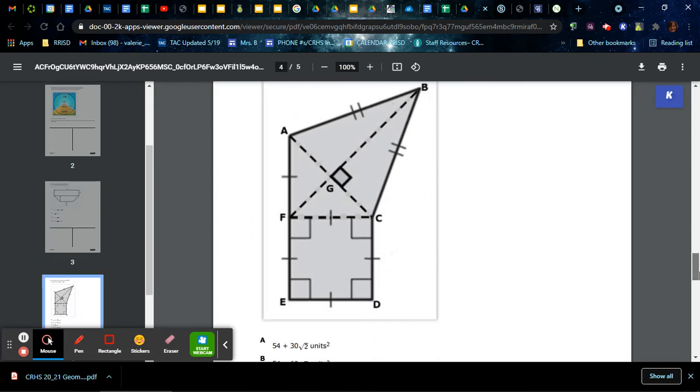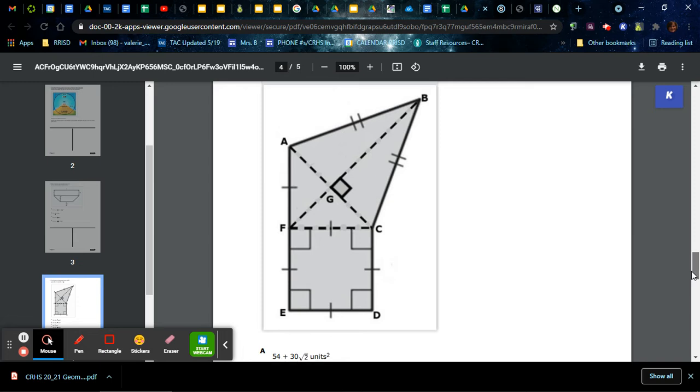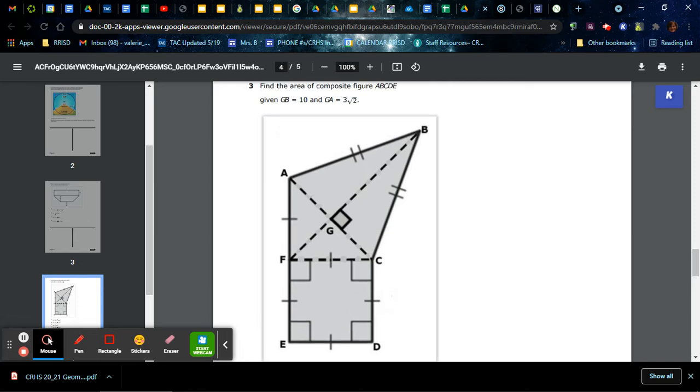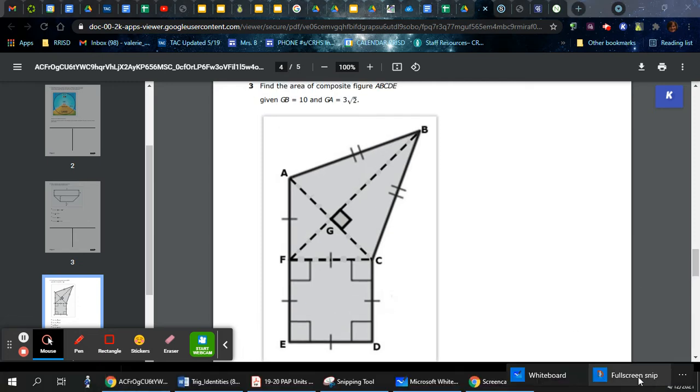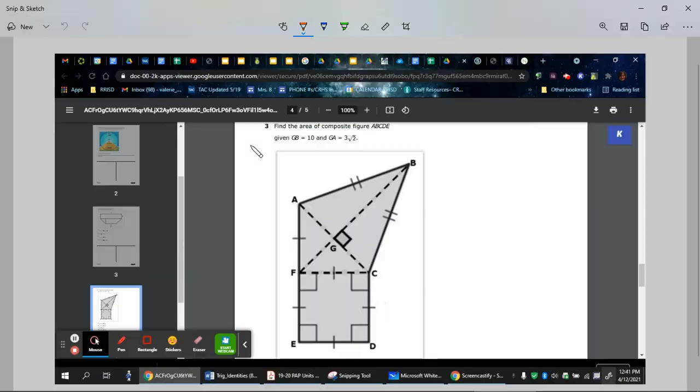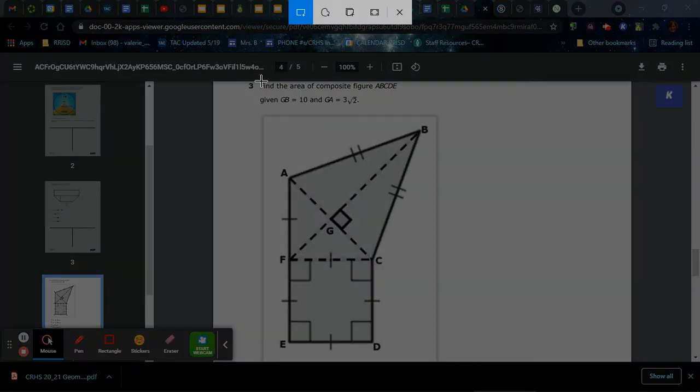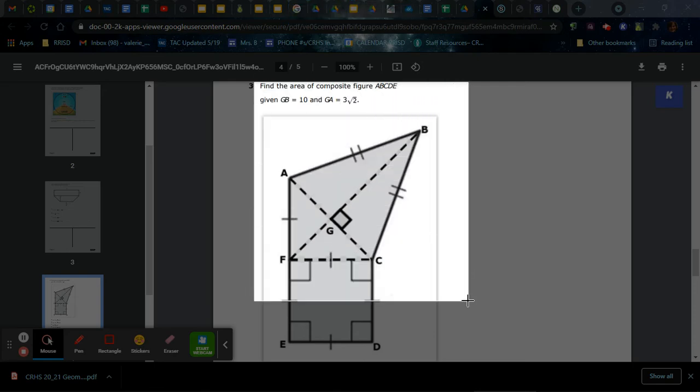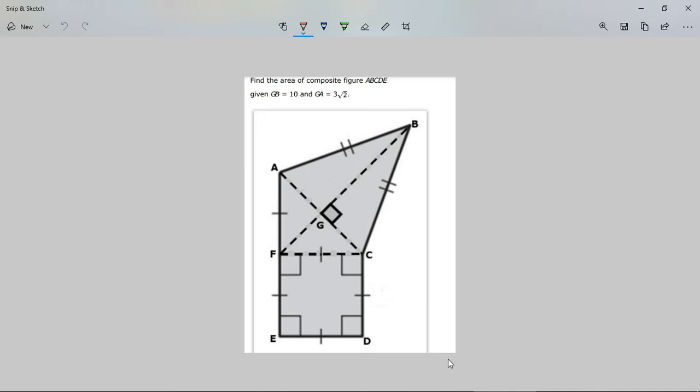Okay, number 3. Okay, we need those numbers up there. Going to cut this out. So you want the whole area of this piece here. Okay, you have a composite figure. So again, I'm going to draw this. So you have, look, you have a triangle. You have this triangle here, and you have a square.